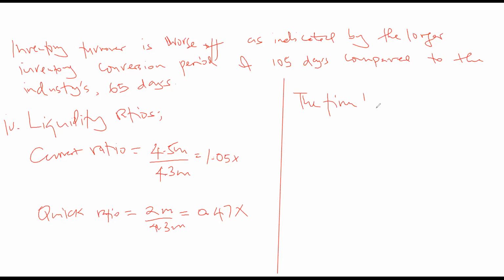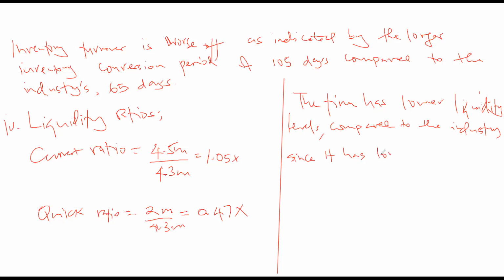We can comment and say the company or the firm has lower liquidity levels, since it has a lower current ratio and a lower quick ratio than the industry. You can quote the figures if you prefer: 1.05 compared to 1.7, and a quick ratio of 0.47 compared to 0.8 times. No problem. Clear? Question?